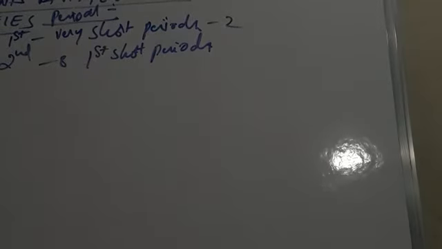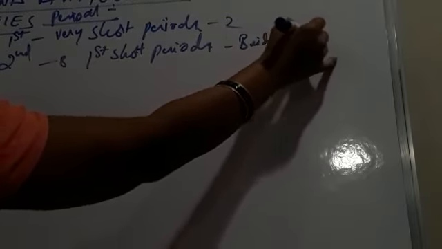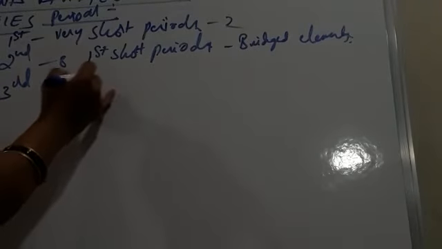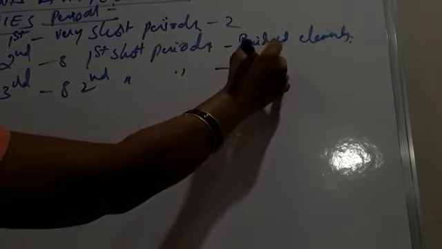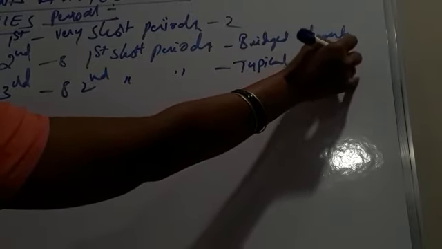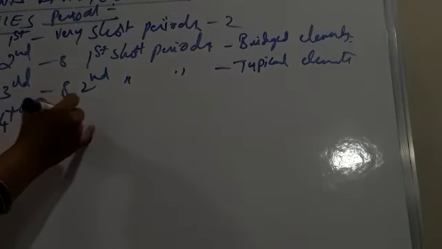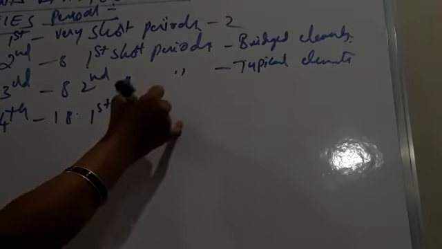The elements present in the second period are also called bridged elements. And the third period also has 8 elements. This is the second short period, and it contains typical elements. Then the fourth period has 18 elements. 18 elements. This is the first long period.